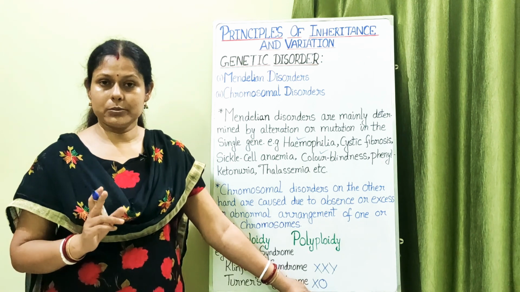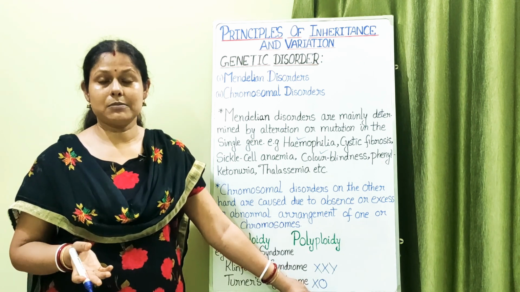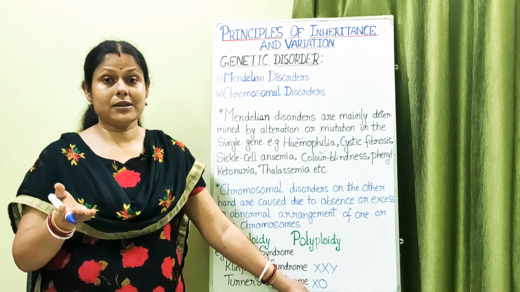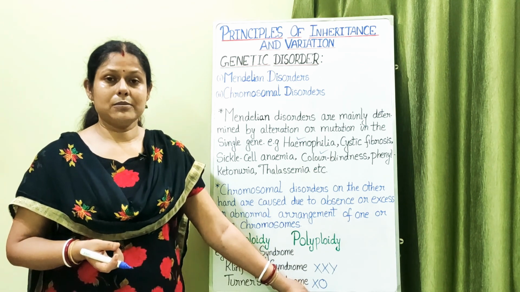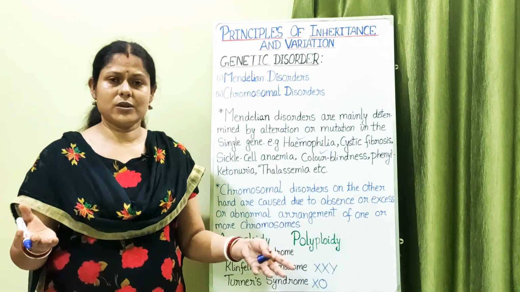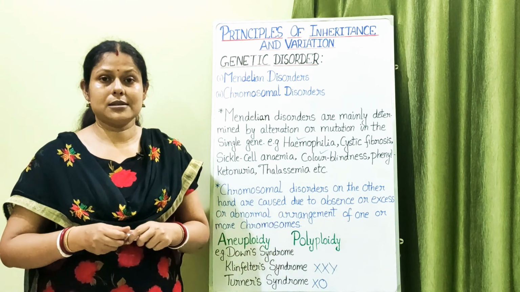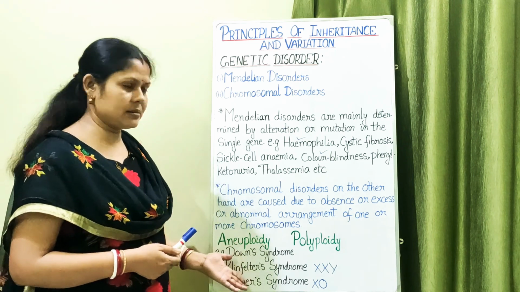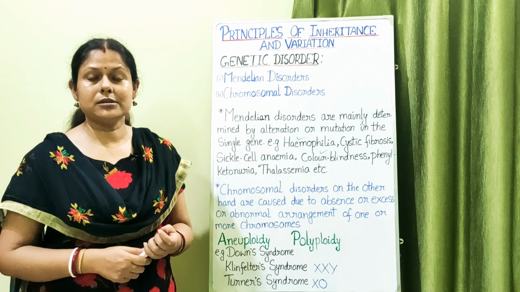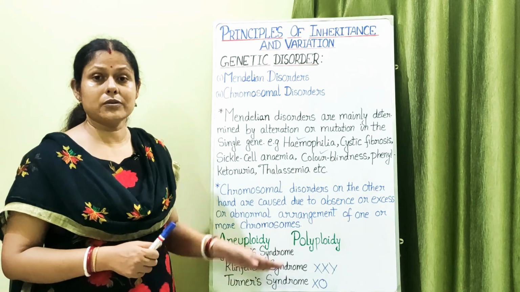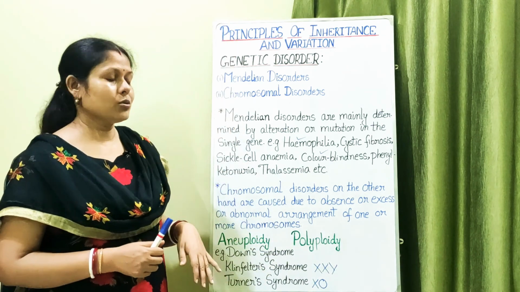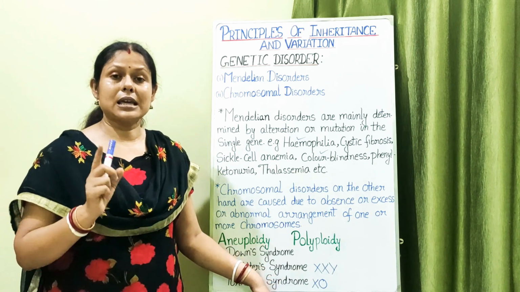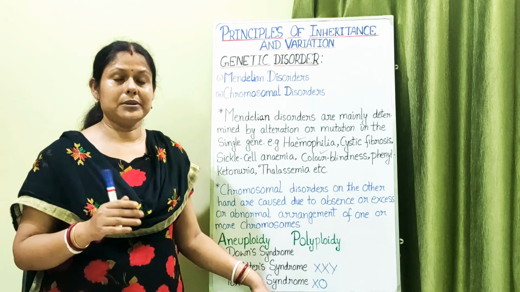Her ovaries will not be working, ovulation will not take place, no menstrual cycle will take place, she will be having underdeveloped breast, and the uterus will not be capable enough to sustain the pregnancy. So she cannot become a mother. She will also be having short stature. So these are all abnormalities related to the Turner syndrome.